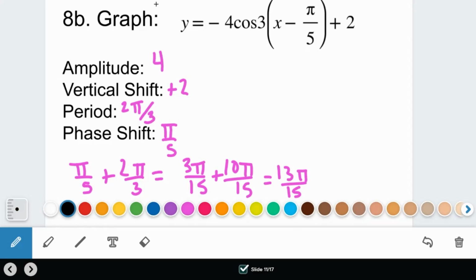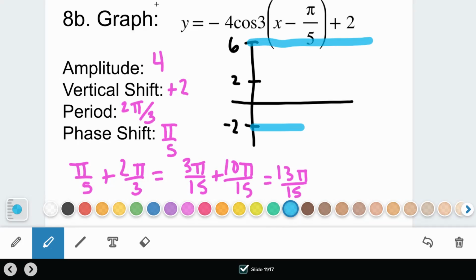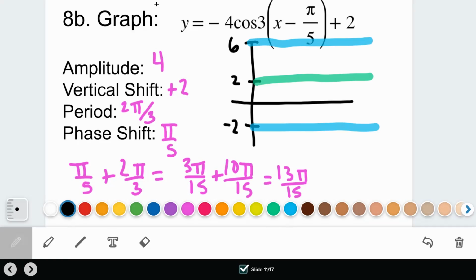And so we're going to have our graph. We're going to be starting at 2. We're going to be going 4 above, which is 6. We're going to be going 4 below, which is -2. Our highs are going to be at 6, and -2 is our lows. Our vertical shift is going to be at +2. I'm going to have 1, 2, 3, 4, 5 marks.